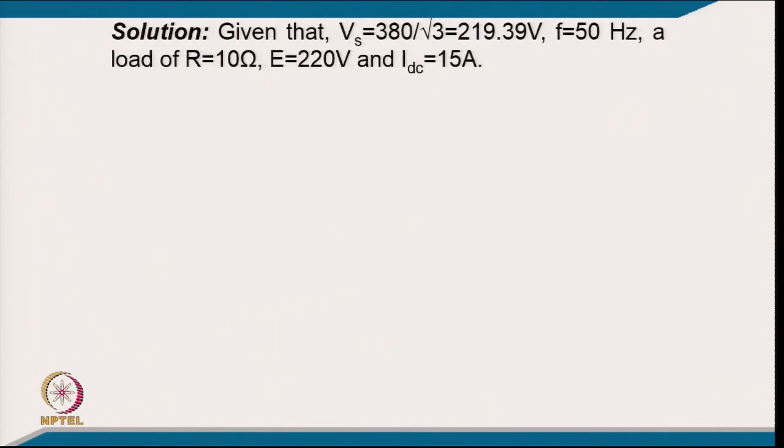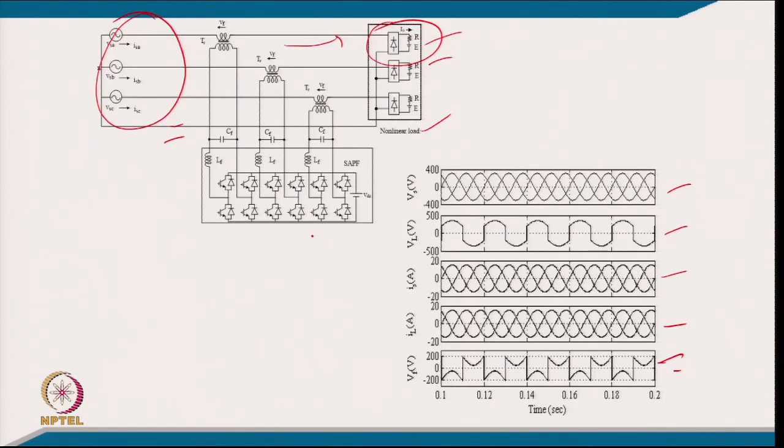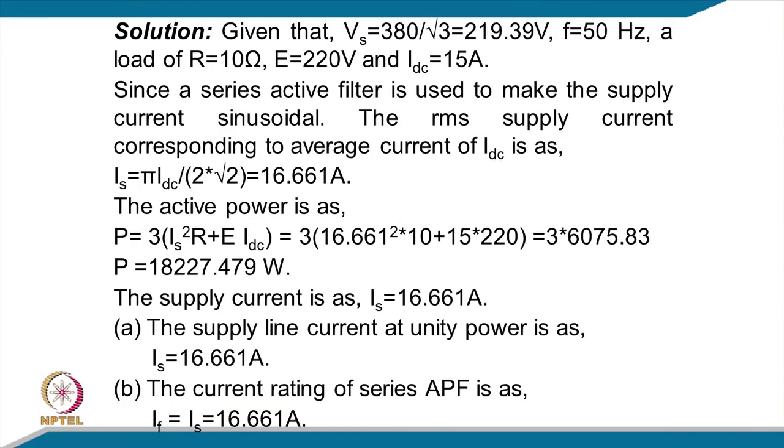Coming to the numerical part, if we had not used this, there could have been excessive neutral current flowing, and we might have a very peaky current, drawn only for a very short period depending upon the voltage magnitude of the load. So, solution: given the line voltage is 380, the phase voltage is 380 by root 3, which is 219.39 volt, frequency 50 hertz, a load of 10 ohm and a DC voltage of 220 volt, and IDC equal to 15 ampere.